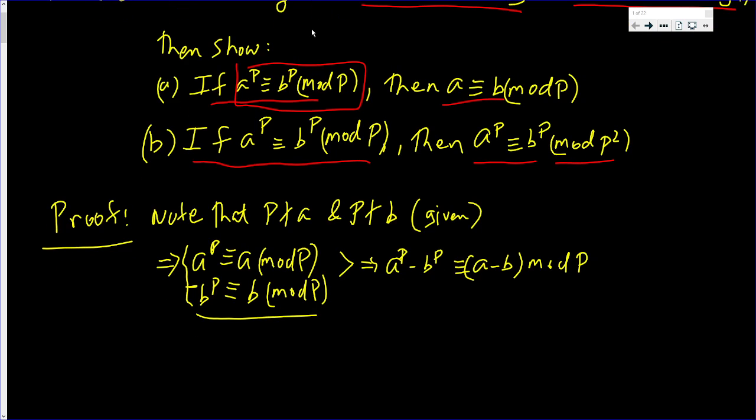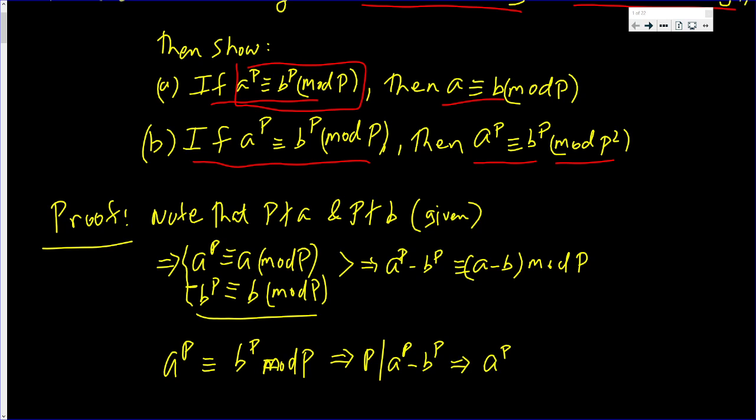Now, a to the p is congruent to b to the p mod p. This implies that p divides a to the p minus b to the p. Well, that implies that a to the p minus b to the p is congruent to 0 mod p. So this is 0 mod p.